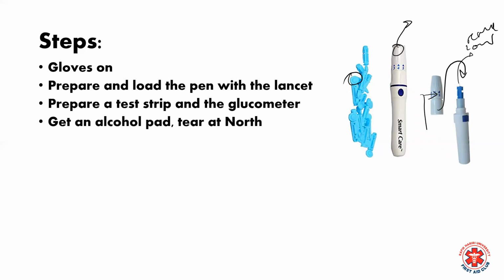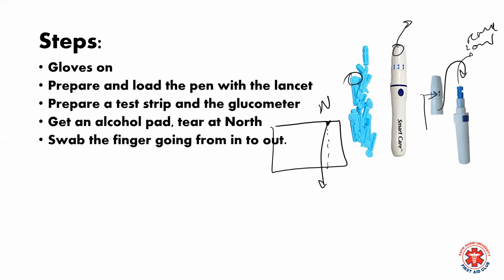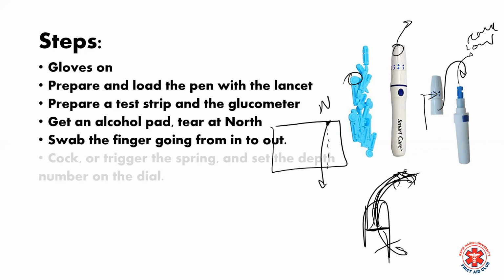I'm going to get an alcohol pad and tear from the north. That's my alcohol pad. This is where I want to tear it from. I'm going to tear from here and go down. I'm going to swipe the finger from the inside out. That's my finger. This is where I want to test, for example. I'm going to swipe from here and go out. I'm not going to go like this. I want to take all the bacteria outside.